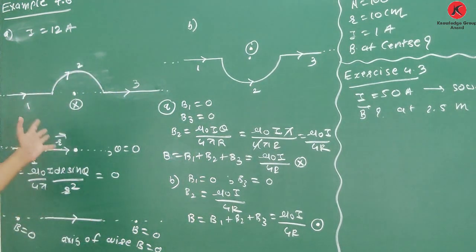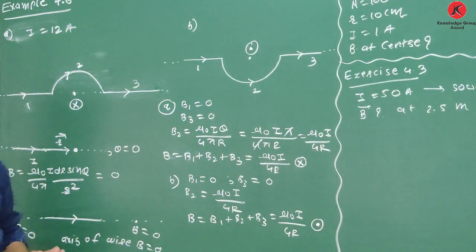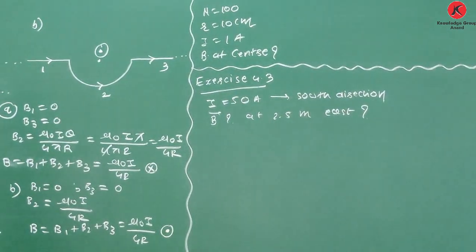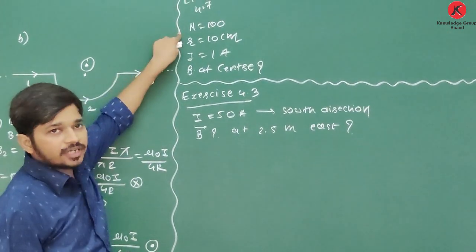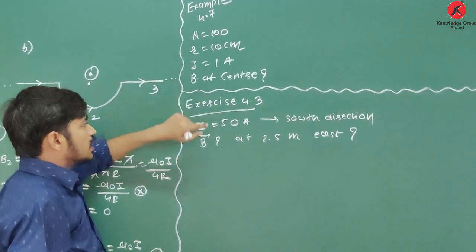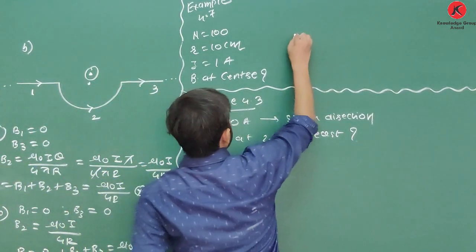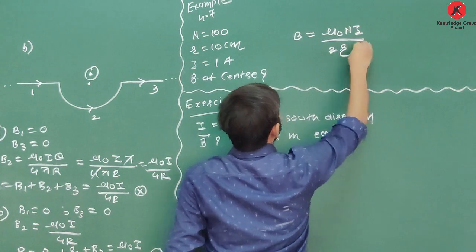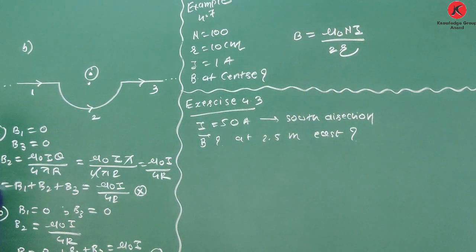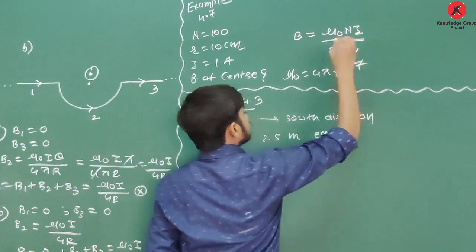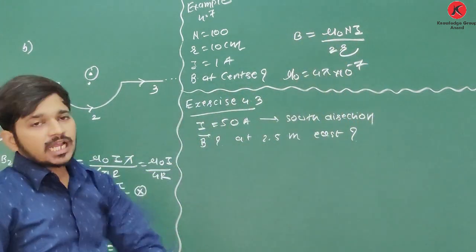So it is one question based on this equation. Now the next question, example 4.7. A circular coil having turns N equal to 100, radius R equal to 10 cm, and current I equal to N ampere. What is the magnetic field at the center? It is a simple question. You have to use this equation: B is equal to mu 0 N I upon 2r. Mu 0 is 4 pi into 10 raised to minus 7. You have to remember the value of mu 0. So you can easily calculate.